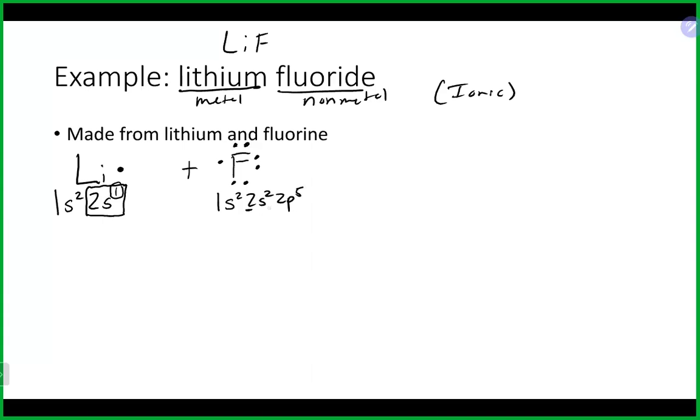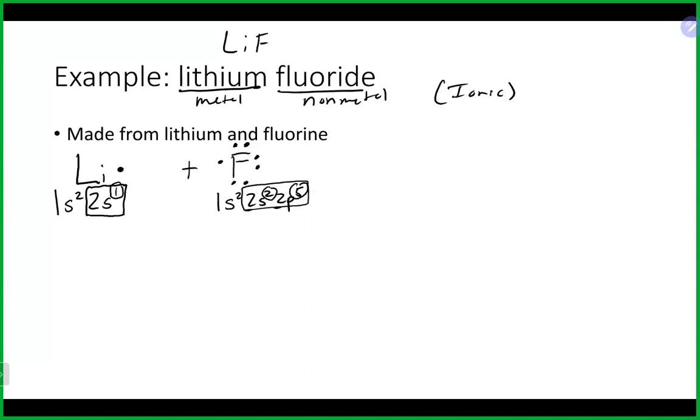Remember that these first numbers are the energy levels. So those are 2s, which is the highest in energy. And on these guys here, this is where our 7 valence electrons are. 5 there and 2 there is the 7 valence electrons in fluorine.